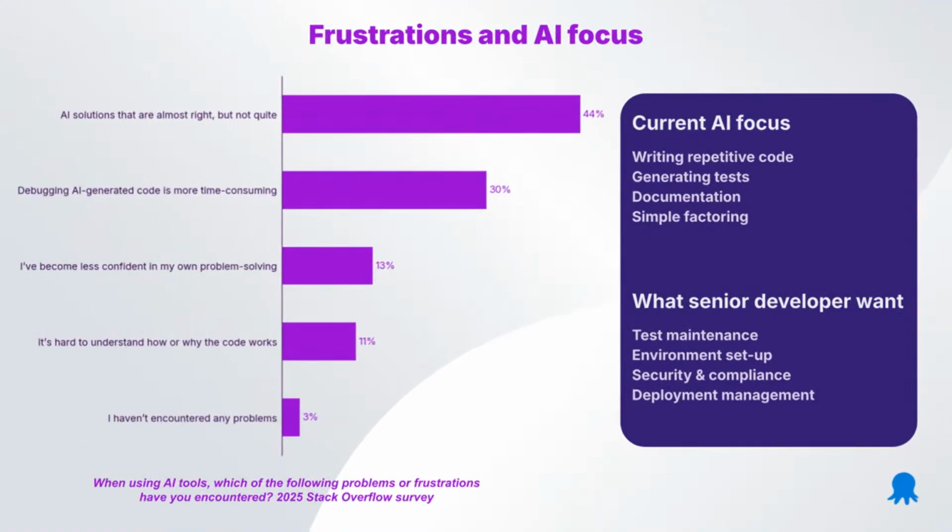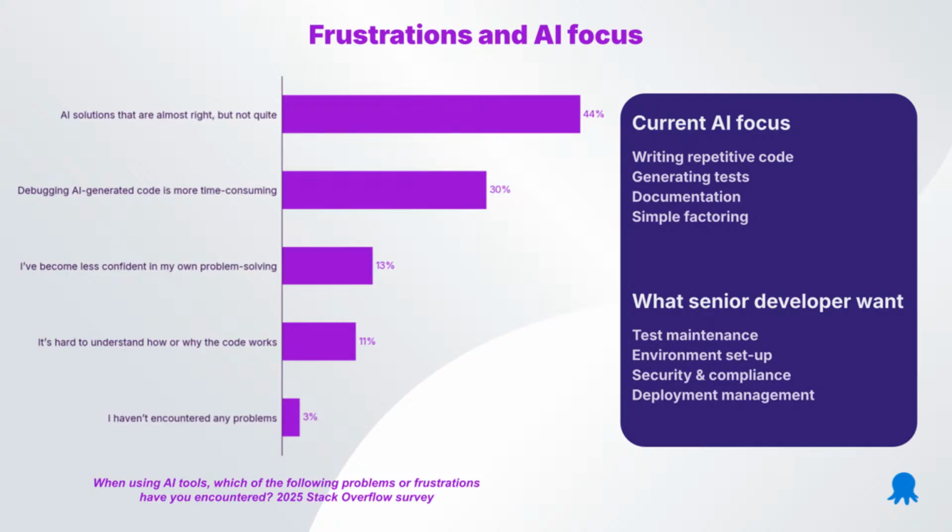Yeah, so this as well is from the Stack Overflow survey, but I just had to show it because I found it very interesting. This is something that I found deep in the data, and it's about developers' frustrations with AI. So 44% of developers are frustrated with AI solutions that are almost right but not quite. 30% know that debugging AI-generated code is actually more time-consuming.